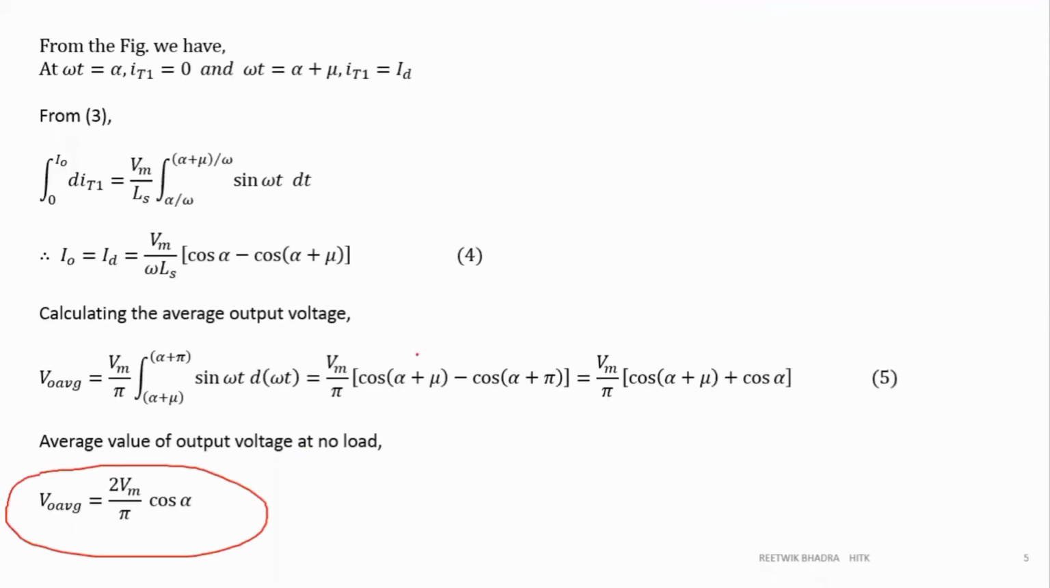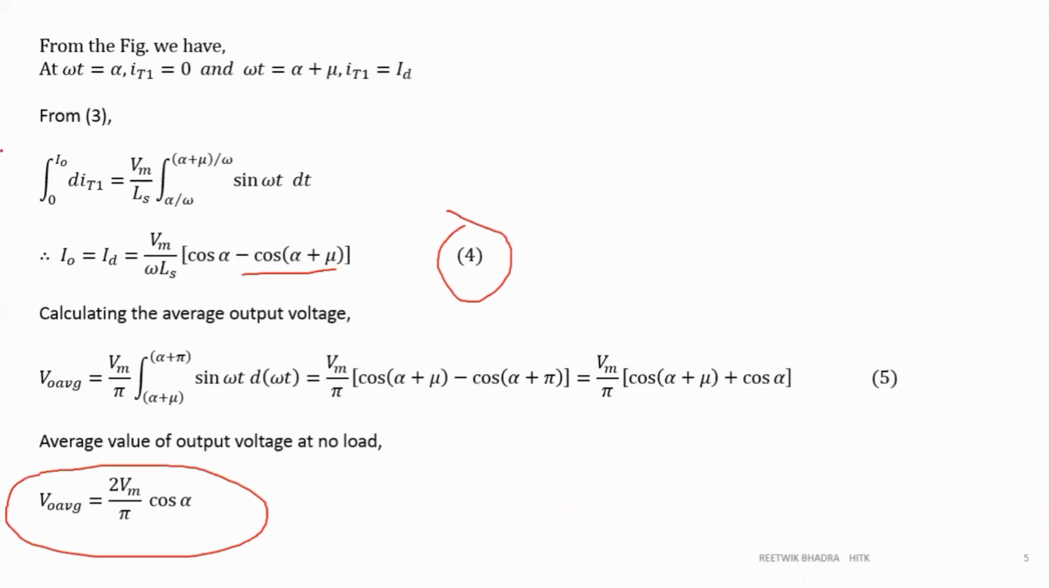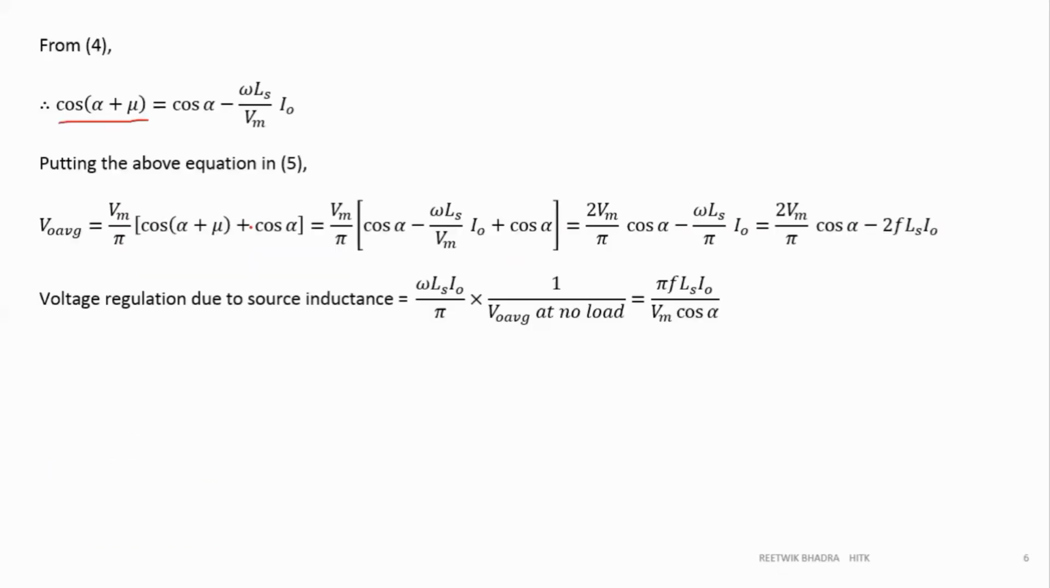Next, from equation 4, you can calculate your cos alpha plus mu by bringing this term on this side. In some books they have done it by calculating cos alpha also. You can do either of the things. One will give you a formula with respect to mu, one will give you a formula with respect to alpha. So whichever you want to calculate, you can do it. I have shown you one thing only. I have substituted cos alpha plus mu.